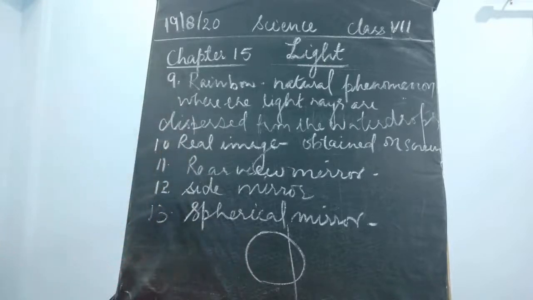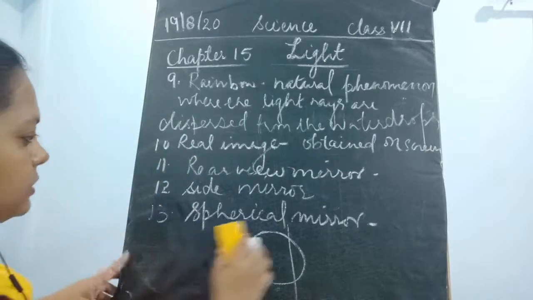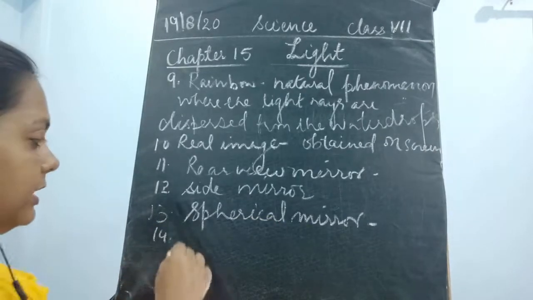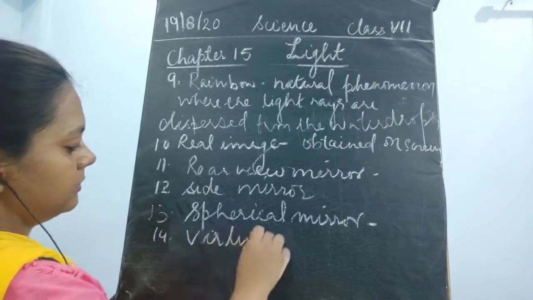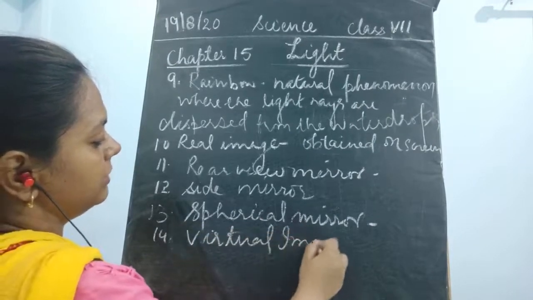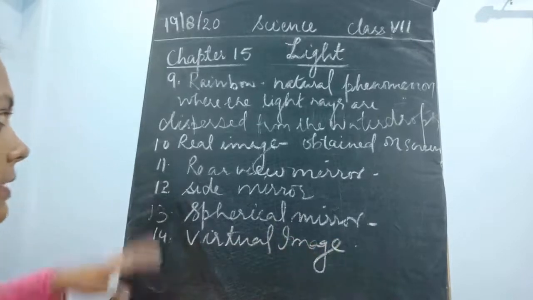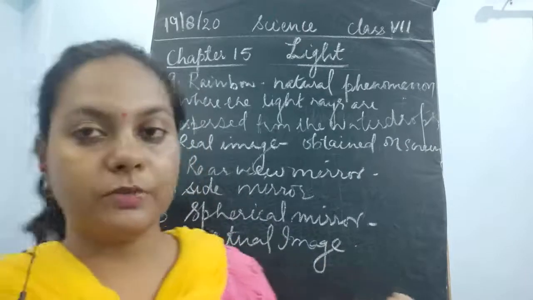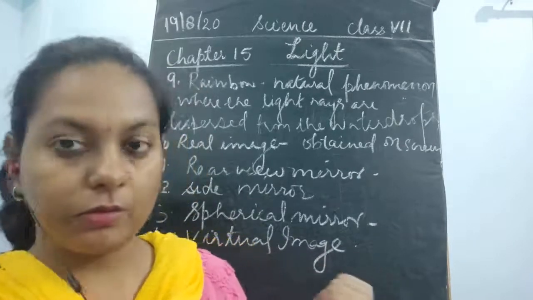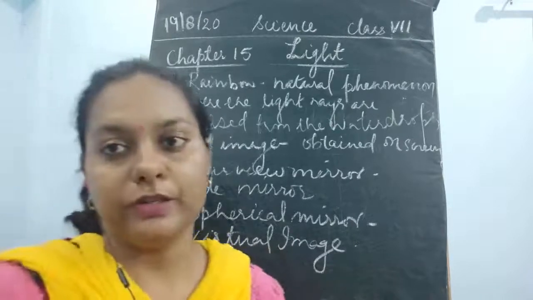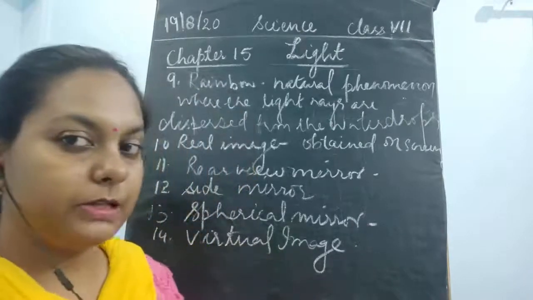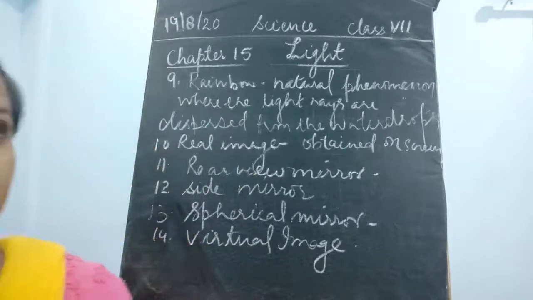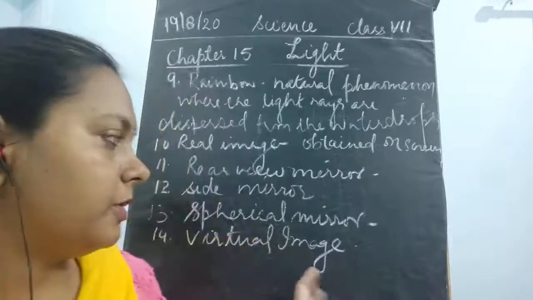The next word is the virtual image. The last word, or keyword, of this chapter is virtual image. Now what do you mean by virtual image? We have just now discussed the real image, which is obtained on the screen. Virtual image is the image which is not obtained on the screen. So this is all about the keywords from your NCERT book.